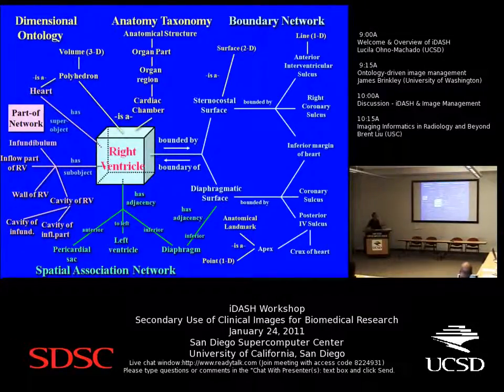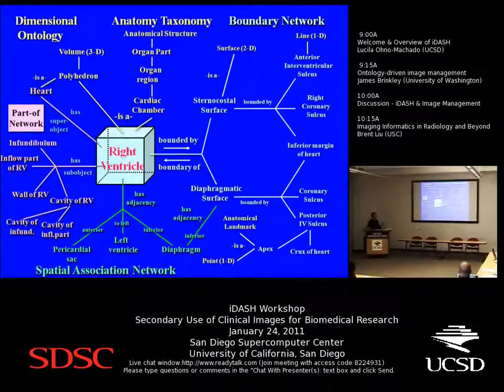That means that if you know something is a kind of something else, then it inherits all the attributes of the other thing. But you can have many other kinds of relationships. The right ventricle is bounded by the sternocostal surface, which is a 2D surface, and that in turn is bounded by a line. So you can describe how things are bounded.